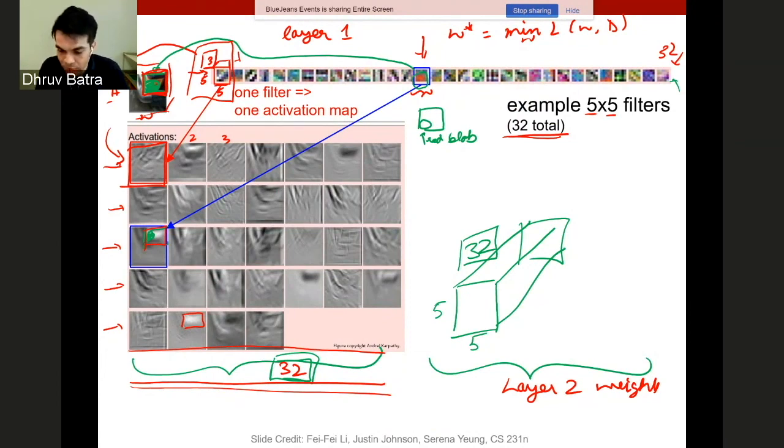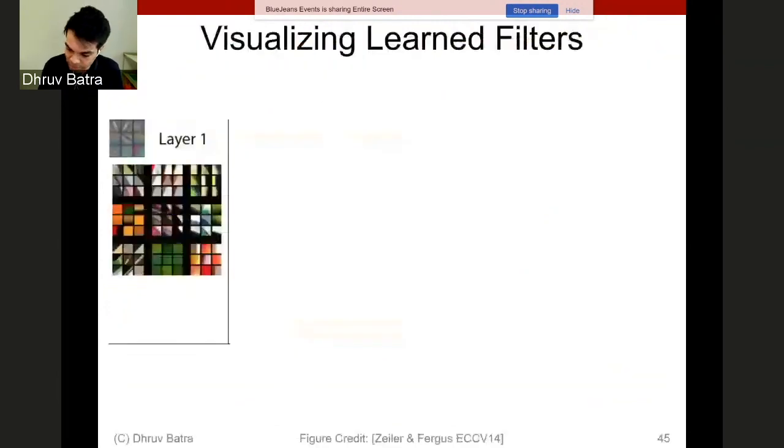But how are the filters different from the weights? Don't we learn the filters? The filters are the weights. So we're learning filters or the weights. Filters are not different from the weights.